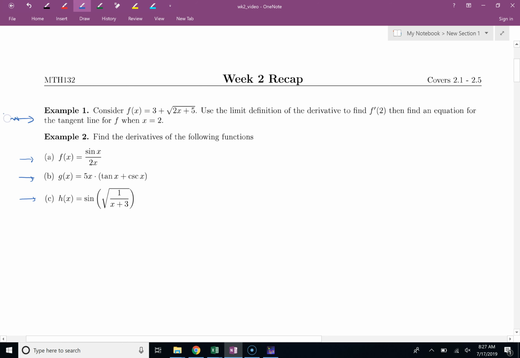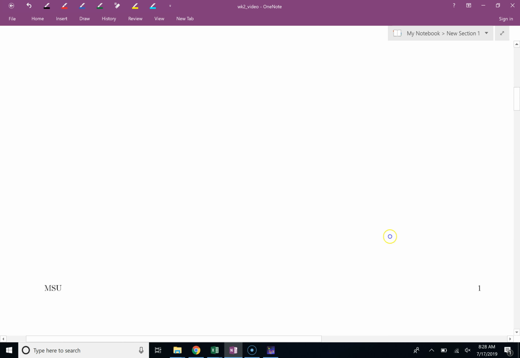These ones end up being quite algebraically challenging, and so I wanted to go over one more of these. There were definitely some requests for these tangent line ones where you had to use the limit definition of the derivative. So that's where we're going to start.